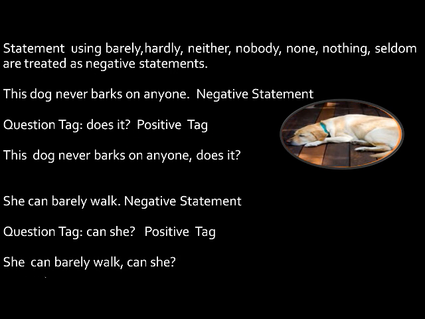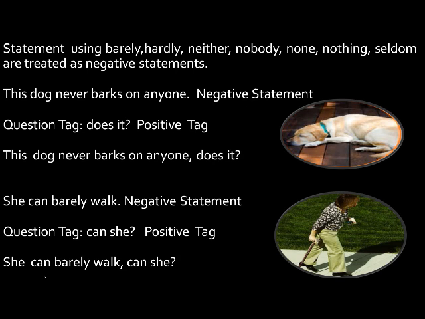Let's take another example. She can barely walk. So barely makes it negative. So we'll use the positive tag. She can barely walk, can she?